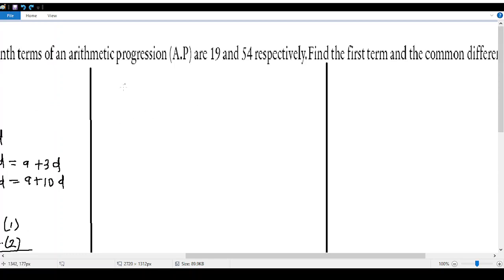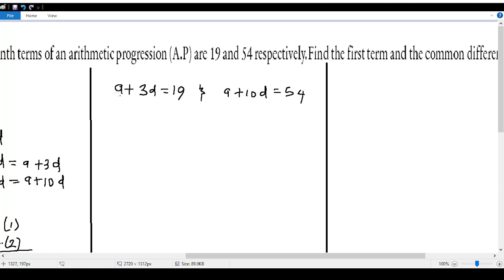Okay, so let's regurgitate everything on the other side. So we have here a plus 3d is equal to 19, and a plus 10d is equal to 54.